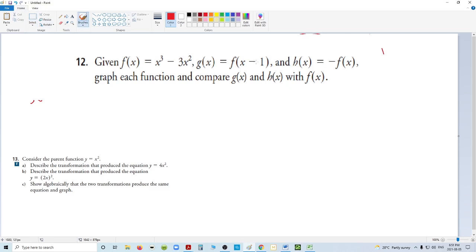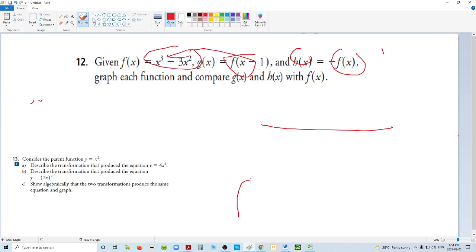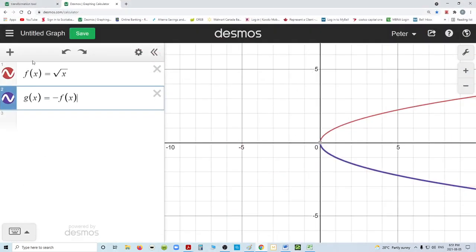So this essentially moved the entire graph of this to the right by 1. And this reflected the entire graph in the x-axis. Do I really have to do it? And this is a cubic. It's going to look like that. It's going to move to the right by 1, and then it's going to flip upside down. X cubed minus 3x squared.